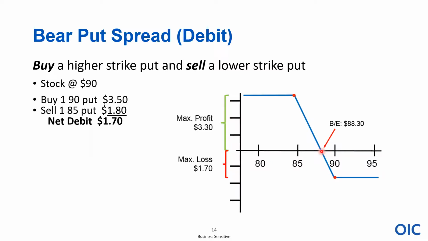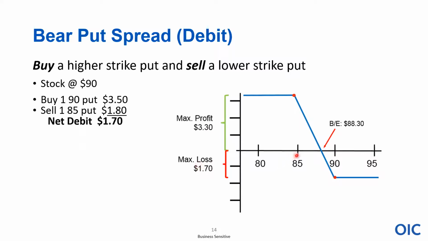So a clear difference between the credits and debits, a likelihood of success, where those break even points sit, and then in exchange for that risk or that profitable range, the max profit versus loss is going to be different between the credits and the debits.